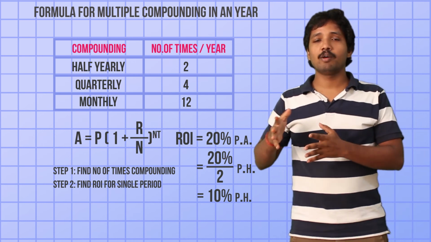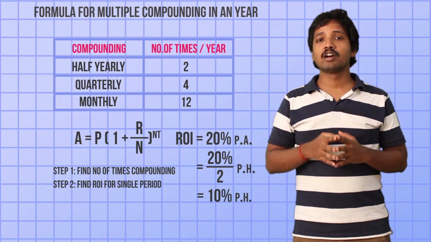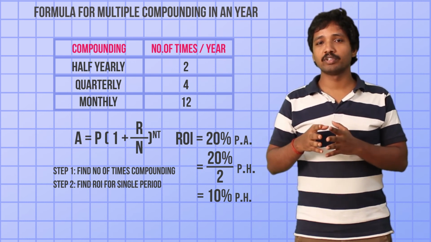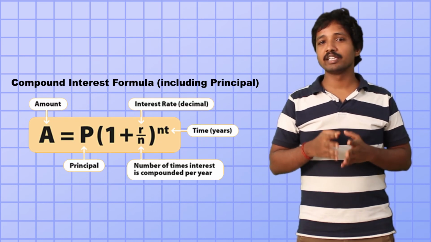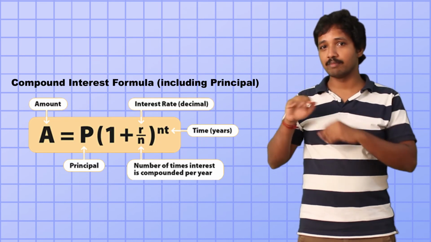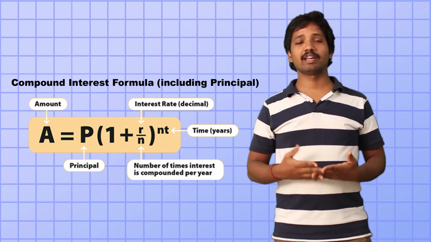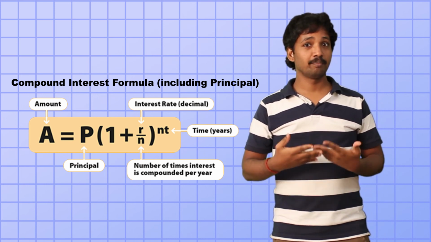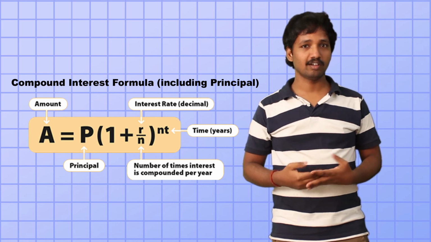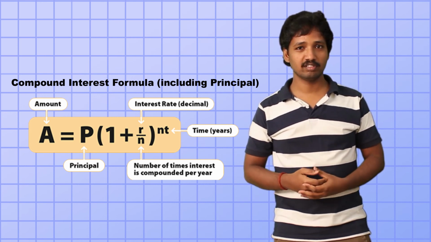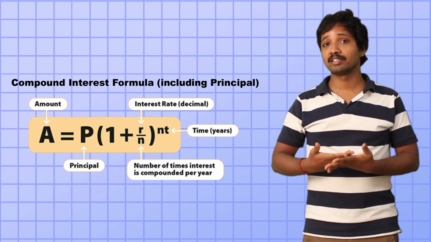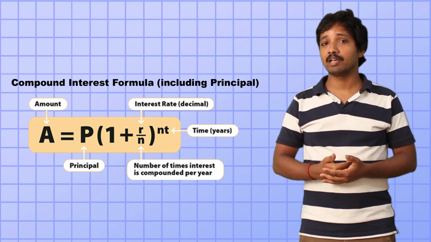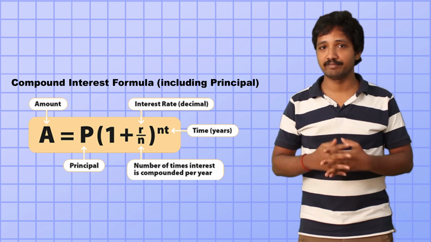So the final formula for calculating the final amount of compound interest is amount equal to principal into 1 plus R divided by N, the whole power NT. Here P represents principal, R represents rate of interest, T represents time period, and N represents the number of times it is compounding in a year.